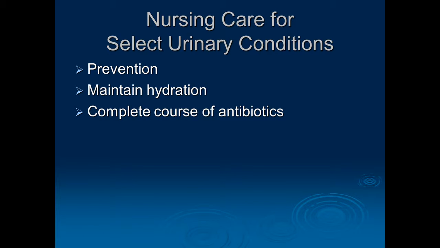Nursing care for these urinary conditions: if we don't treat these conditions with antibiotics, they can lead to sepsis, shock, and death. So prevention is important. How do we prevent some of these conditions? Strict surgical asepsis when we're inserting a Foley catheter. And I encourage you all to go online and look up the term CAUTI, C-A-U-T-I.